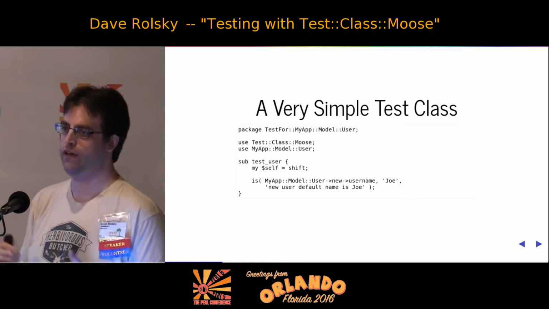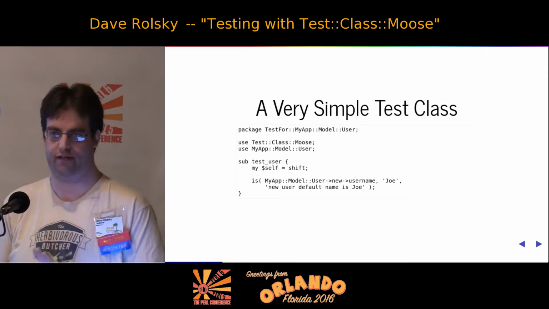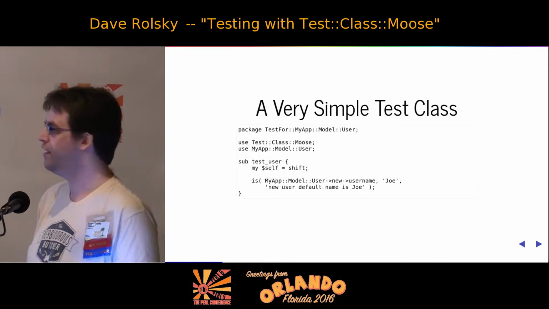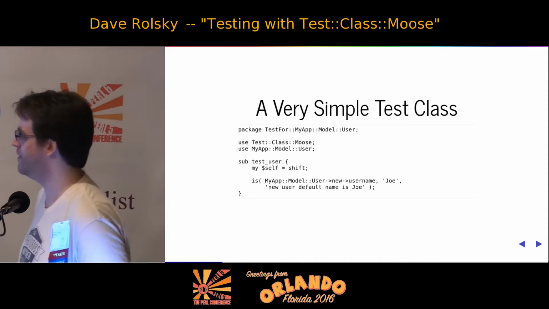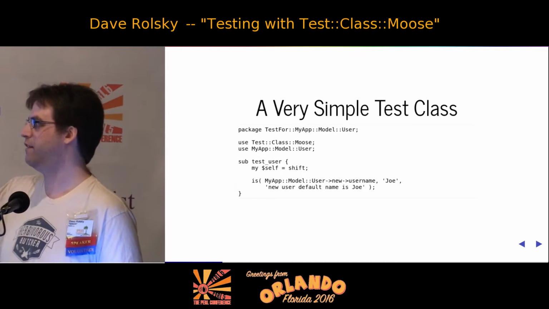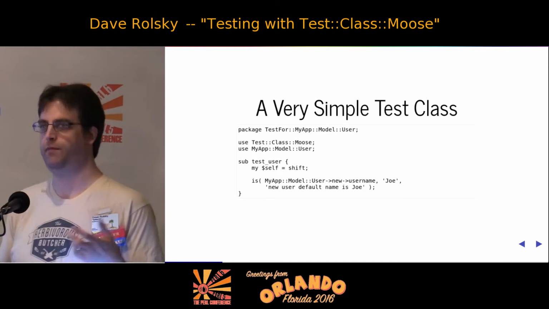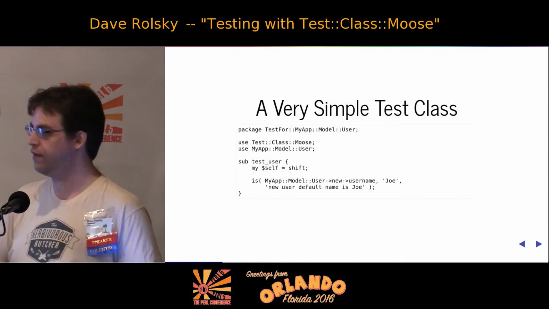The convention that we've used at work, and which is in the TestClassMoose docs, which, by the way, I did not write TestClassMoose. I just worked on it a lot. It's created by Ovid, or Curtis Poe is his actual name. So the convention is to call it Test::, and then the class you're testing. We also have namespaces like Test::Integration, where we have integration tests that test more than just one class.